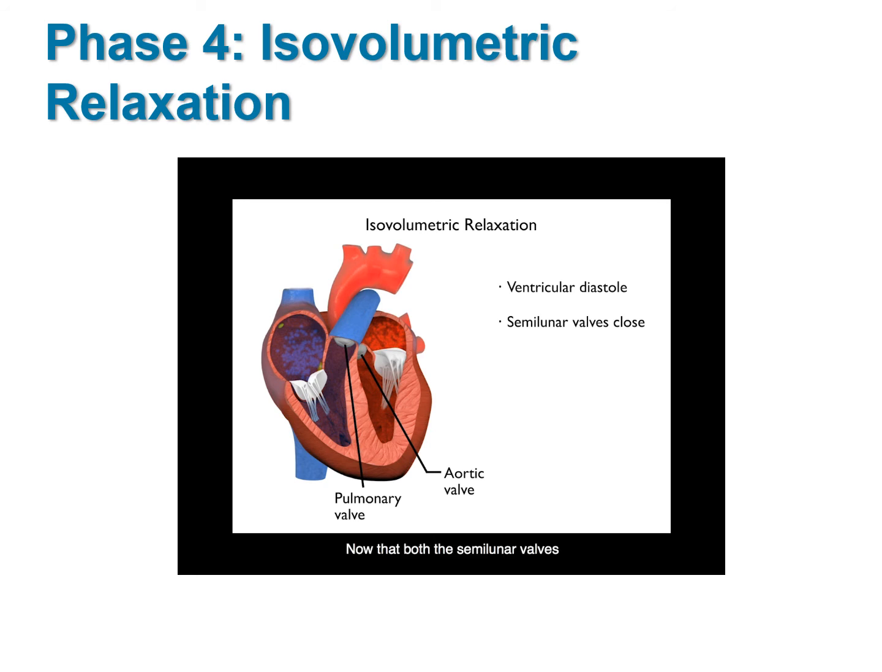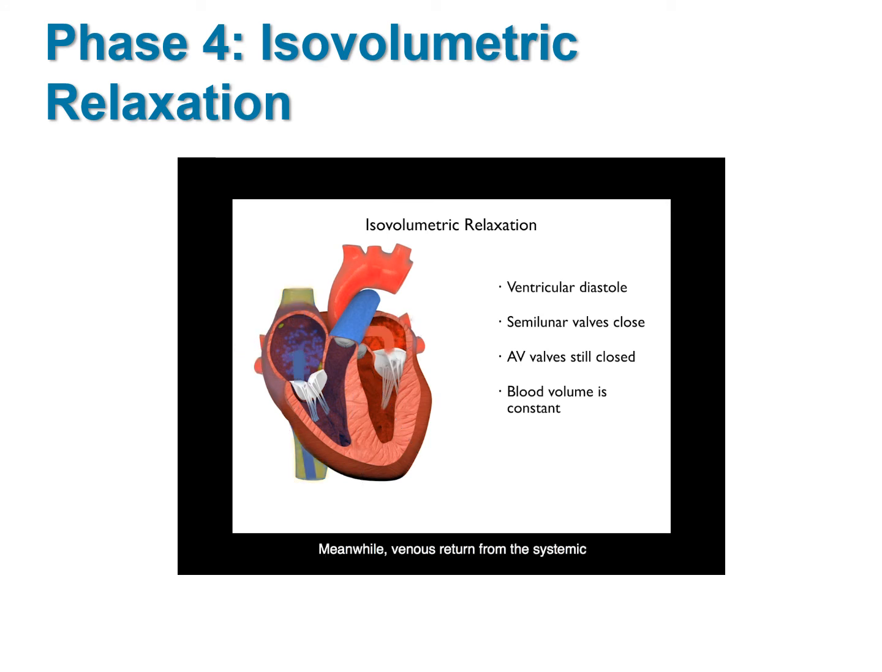Now that both the semilunar valves and the atrioventricular valves are closed, the ventricular volume remains constant as the ventricles relax. That's why this phase is called isovolumetric relaxation. Meanwhile, venous return from the systemic and pulmonary circuits continues to fill the atria with blood.